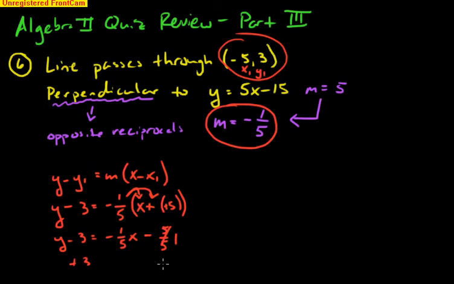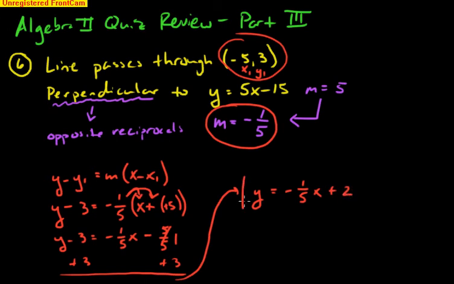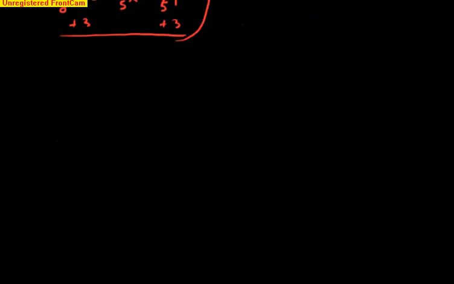And then we add 3 to both sides. And finally, in slope-intercept form, we get y equals negative 1/5 x plus 2. And there is the equation of the line that passes through this point and is perpendicular to the line. Okay, notice opposite reciprocal slopes. Okay, and then one more problem from the quiz.